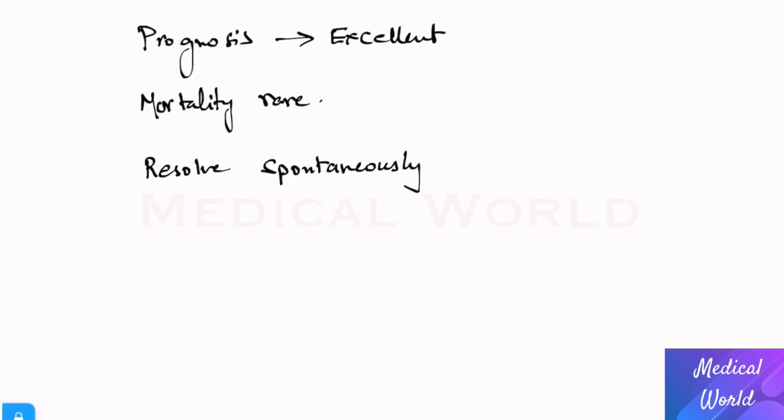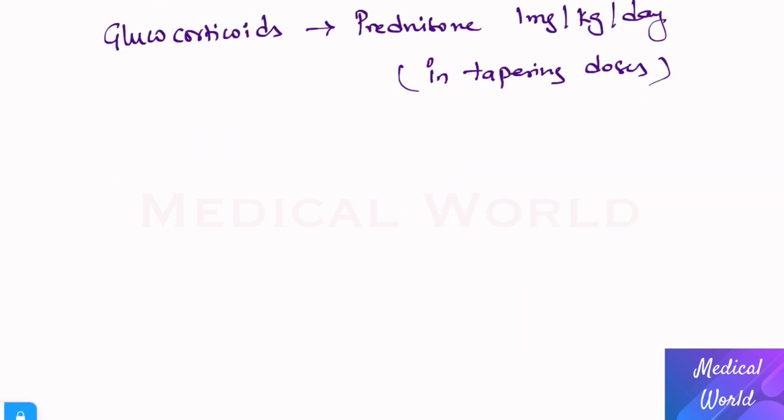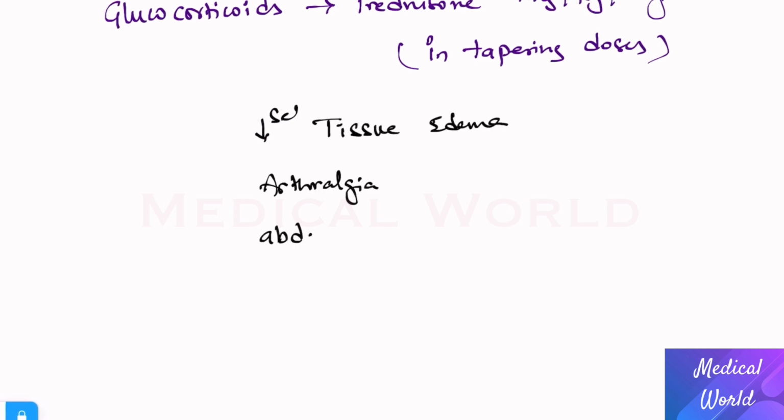It almost resolves spontaneously without any drugs also. In some cases, we use glucocorticoids in patients who have very severe symptoms and rapidly progressive glomerulonephritis. We will start the patient on glucocorticoids, mostly prednisone 1 to 2 mg per kg per day, in tapering doses, decreasing the dose based on the symptoms. Steroids are very helpful in decreasing the tissue edema, arthralgias, joint pains, and abdominal discomfort. Renal disease wise, steroids are not that helpful.